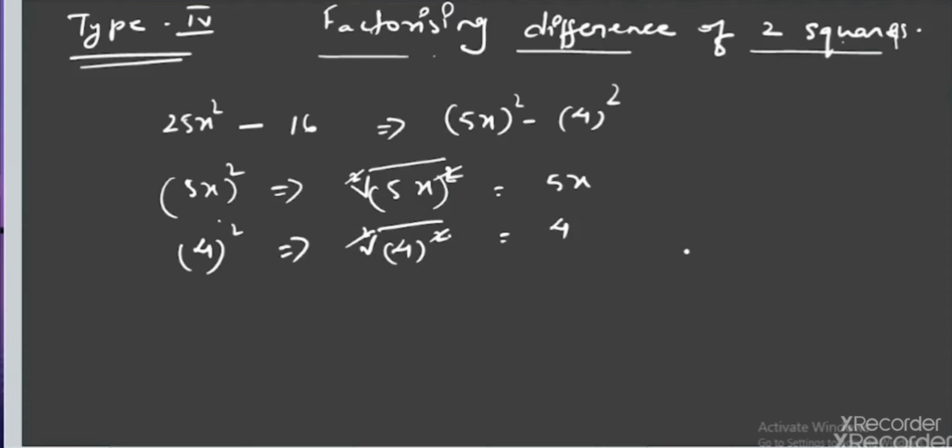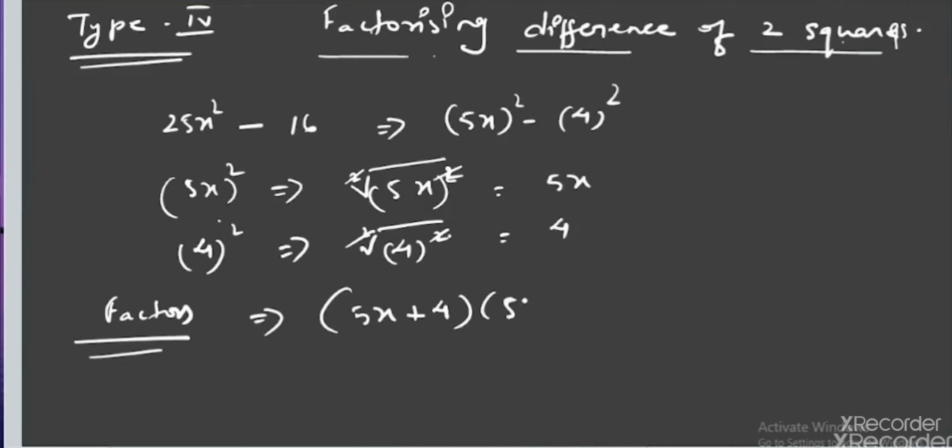Now this is the root of 5x square, and this is the root of 4 square. What do you do after this? Simply connect them again. How do we find the factors? The factors will be taken out as 5x: one time you connect with a plus sign, and the other time with a minus sign. So 5x plus 4, and 5x minus 4.